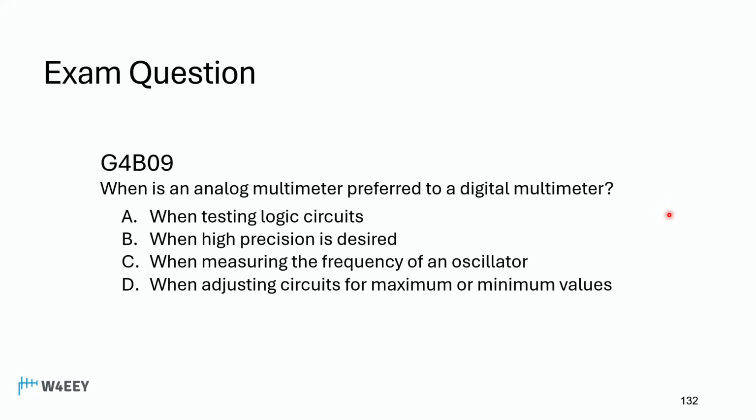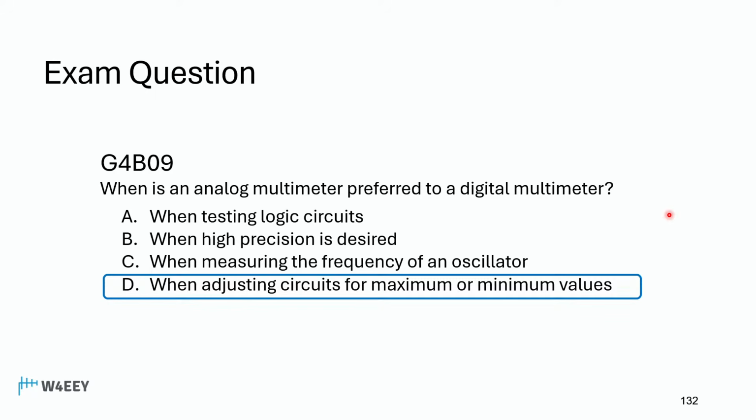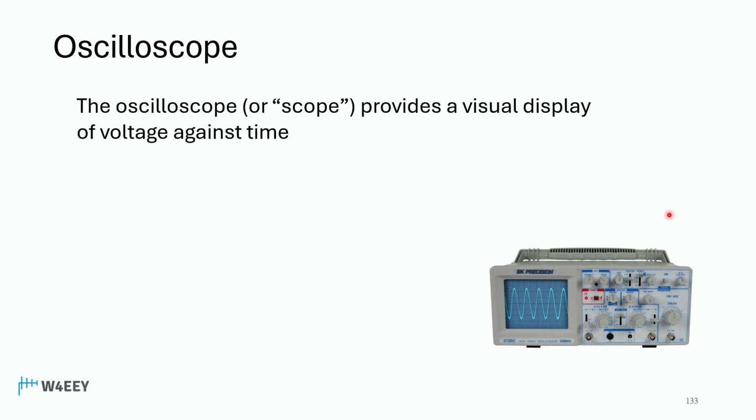When is an analog meter preferred to a digital multimeter? Delta. You're right. When adjusting circuits for max or min values, really easy to see. And oscilloscope, here, the pin clicking. Yeah, if you hit it too hard, for sure.